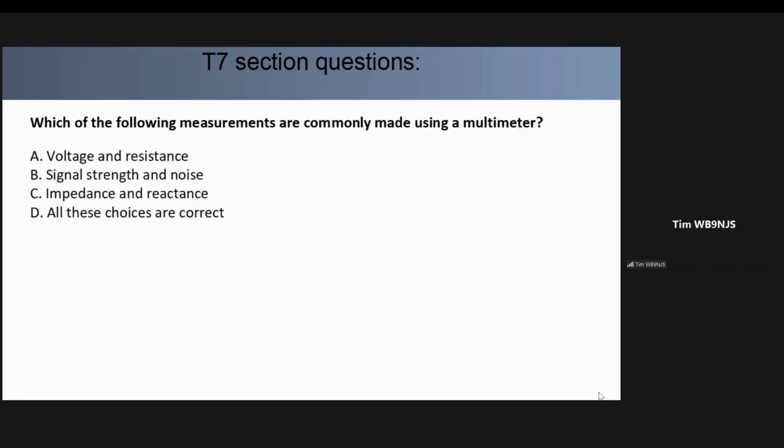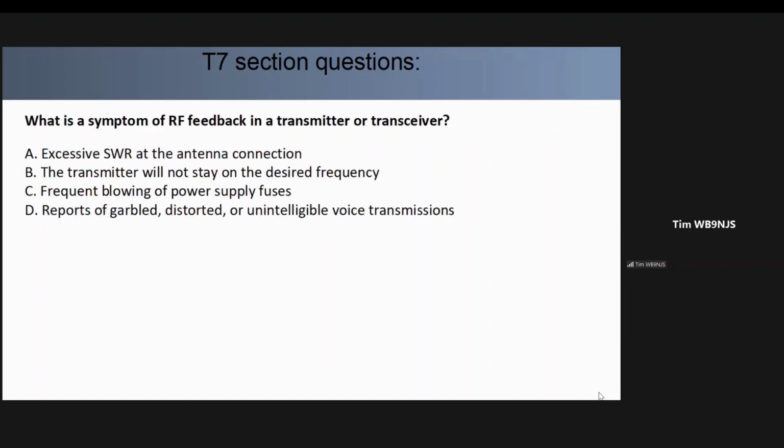Okay, next question. Which of the following measurements are commonly made using a multimeter? You can measure voltage and resistance, signal and noise, impedance and reactance, all these choices. Nope. A multimeter, as big as the name sounds, is fairly simple. It'll let you measure voltage and resistance and typically current as well. What is a symptom of RF feedback in a transmitter or transceiver? Well, if somebody tells you you have garbled or distorted, unintelligible voice transmissions, you may be getting some RF feedback back into your transmitter or transceiver.